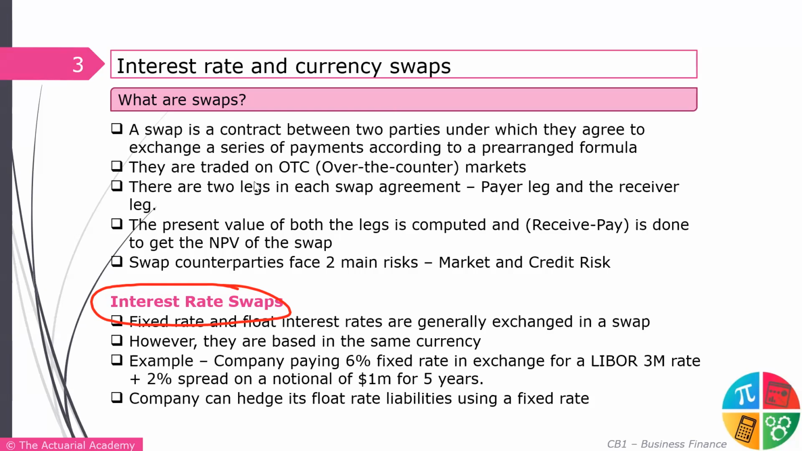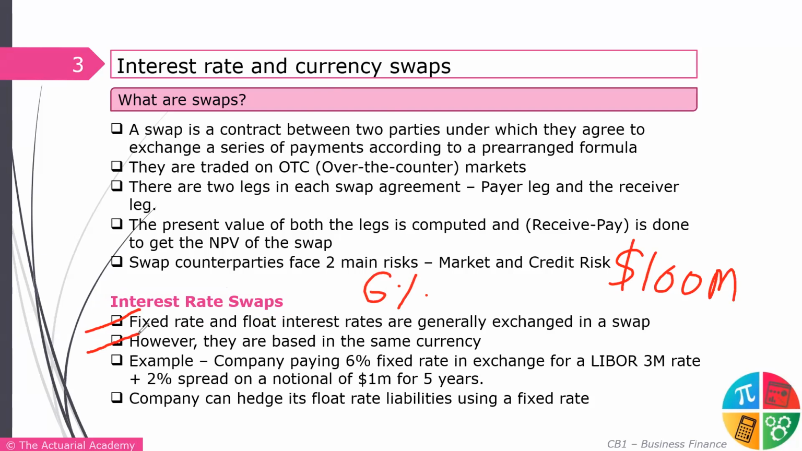Hope interest rate swaps is clear to you. I'll move on to the currency swaps. Okay. So here we have mentioned fixed and float rate can be exchanged. They are based in the same currency. When I wrote down $100 million, it was dollar for both the currencies. If you are paying fixed, this is what you will be paying. And if you are paying LIBOR plus whatever rate, suppose that float rate is 4.5 plus 1%, you will be paying 5.5%. Everything on this particular notional amount only.